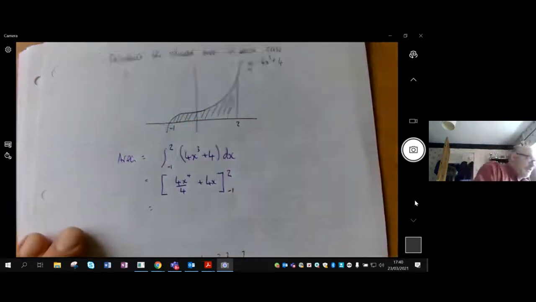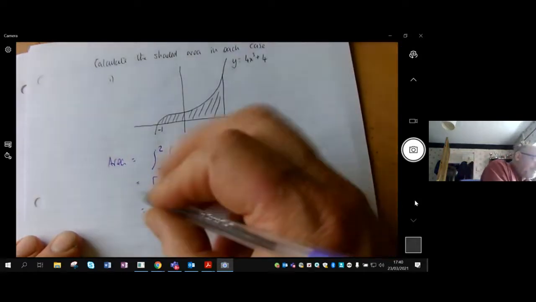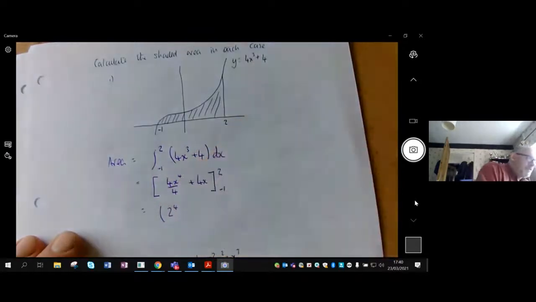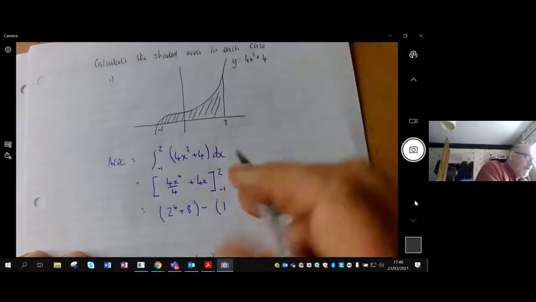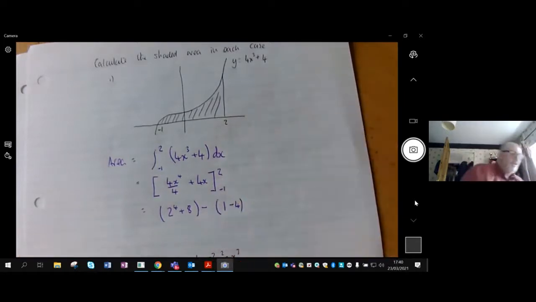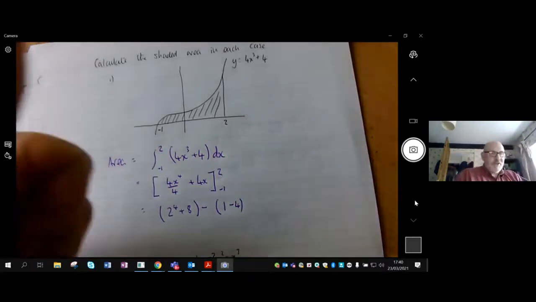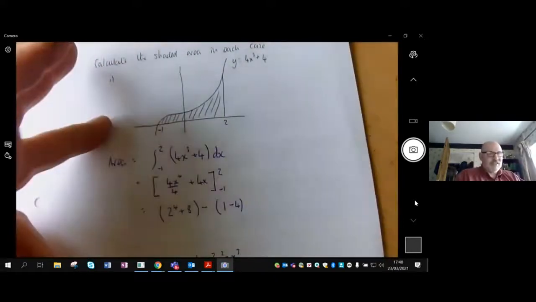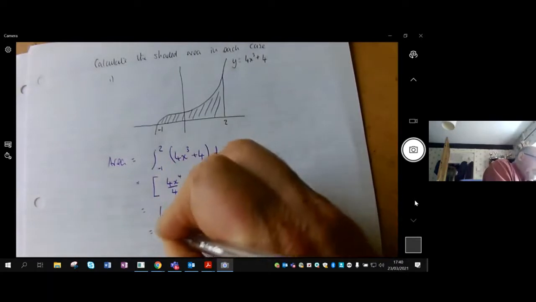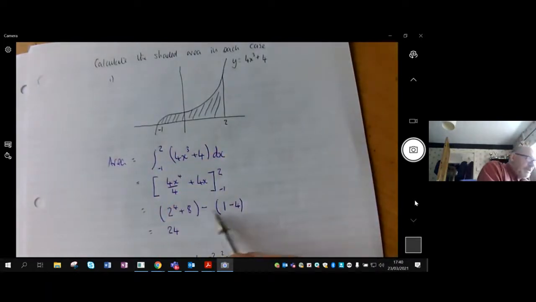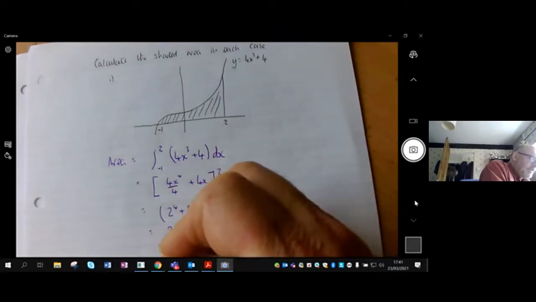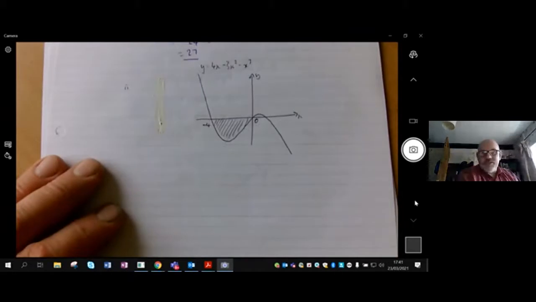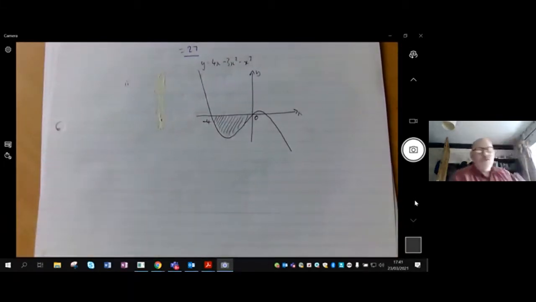That equals x to the power of 4, so that would be 2 to the power of 4 plus 8, minus, well, minus 1 to the power of 4 is 1, and 4 times minus 1 is minus 4. 2 to the power of 4, this is how I do it, 2, 4, 8, 16, plus 8 is 24. And just be careful now, 1 minus 4 is minus 3, minus minus 3 is plus 3, and the answer is 27. You've listened to me for 20 minutes, and that took me no more than 2 minutes.